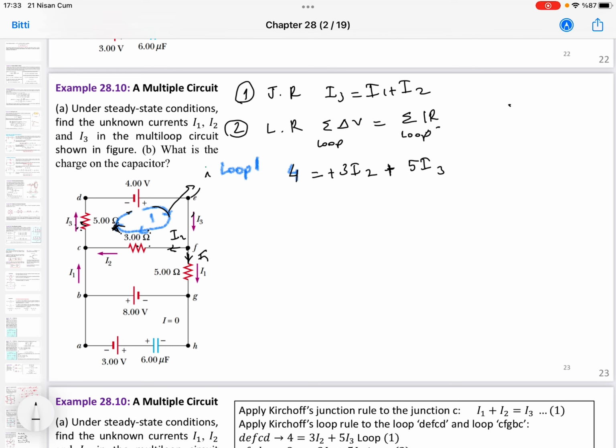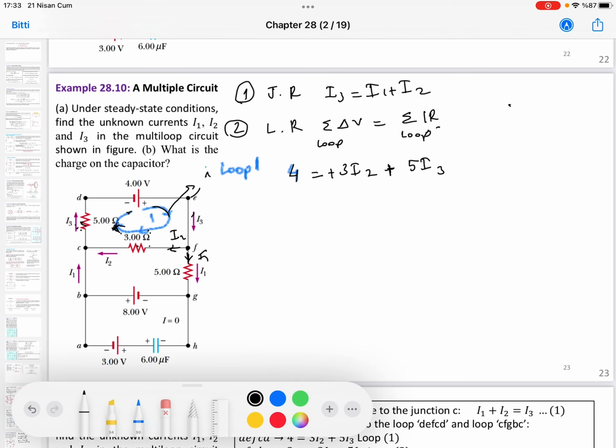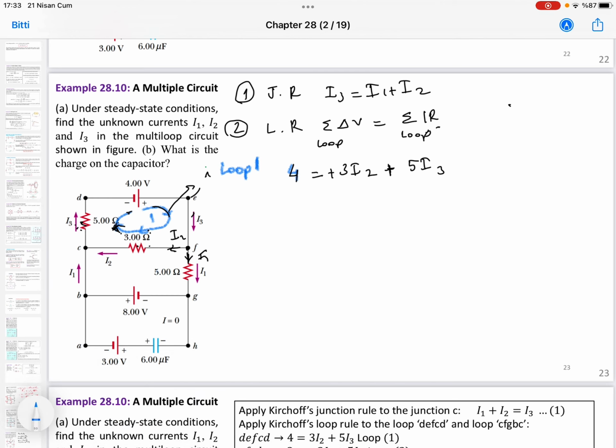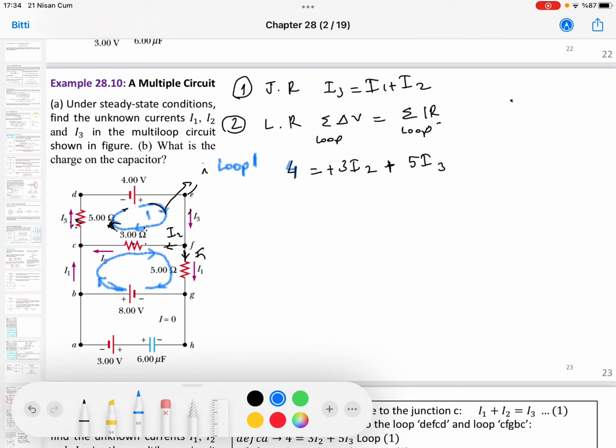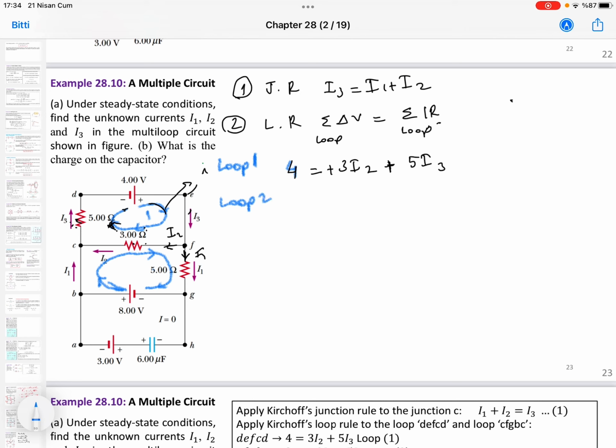Perfect. And now I can continue with the second loop. Look at this part. I will start again from the positive sign of the battery. Actually, it is arbitrary. You can start from the minus sign or the positive sign, whatever you like. But I will start from here, and then I will continue and complete my loop. Can you see my loop direction? Yes, it's perfect. Again, say this is loop 2.